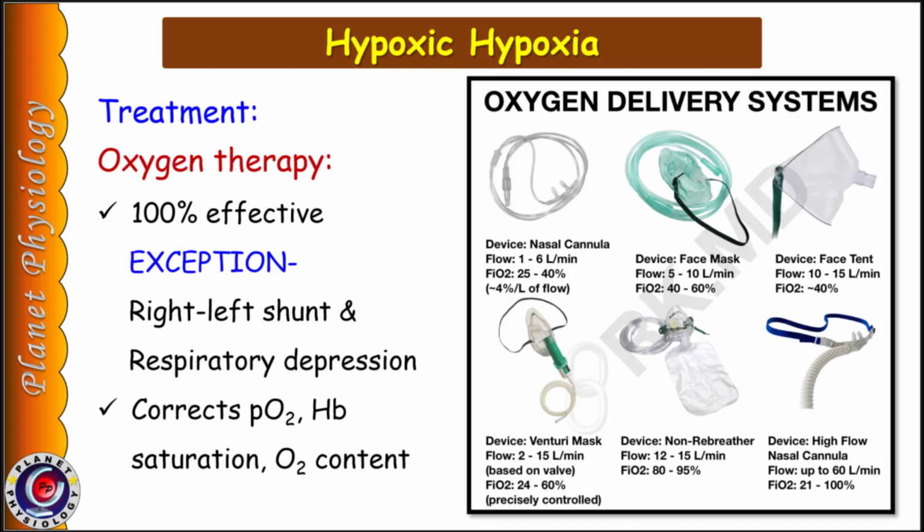Oxygen supplementation helps to increase arterial PO2, hemoglobin saturation as well as oxygen content in the blood. It can be provided by using oxygen tent, oxygen mask or intranasal tube, or it may be with the help of ventilators, mechanical ventilators, as in case of semi-conscious or comatose patients.